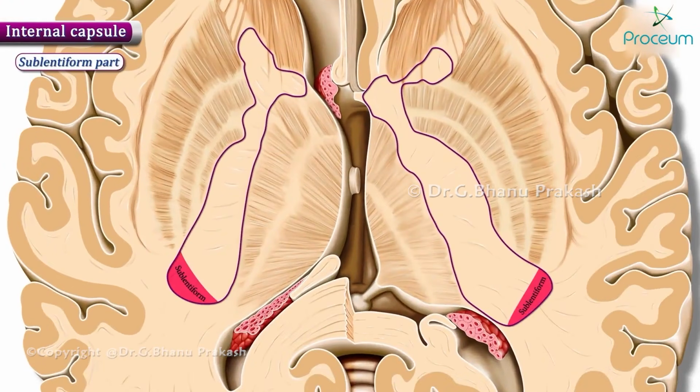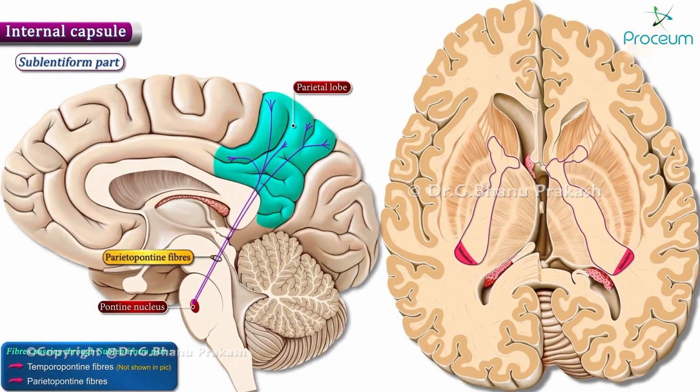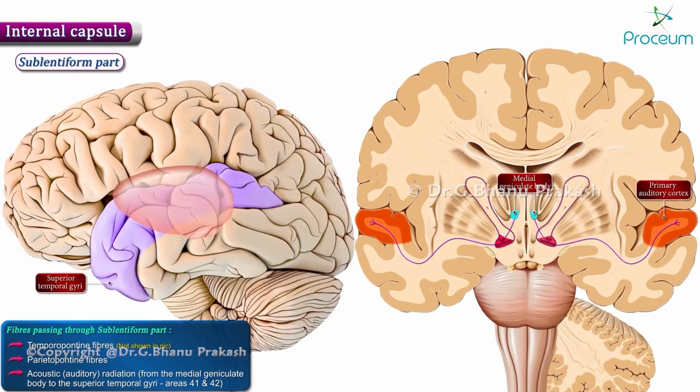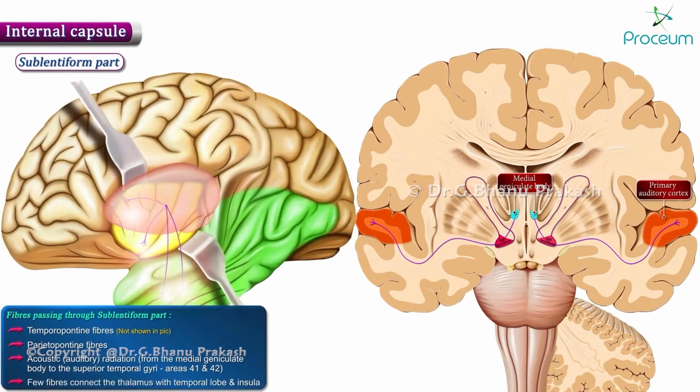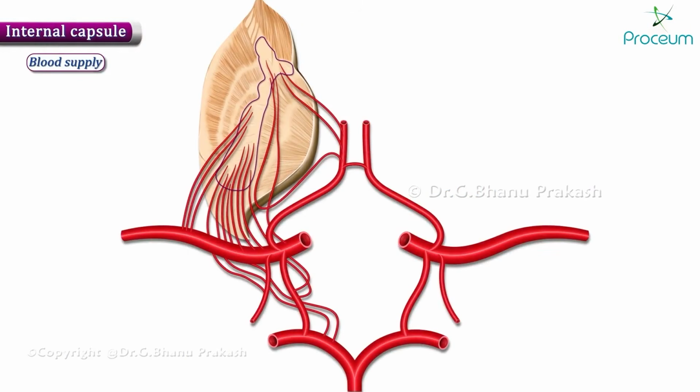Sublentiform part. It lies below the lentiform nucleus. The sublenticular part of the internal capsule contains temporopontine and some parietopontine fibers, the acoustic or auditory radiation from the medial geniculate body to the superior temporal gyri, areas 41 and 42, and a few fibers that connect the thalamus with the temporal lobe and insula.